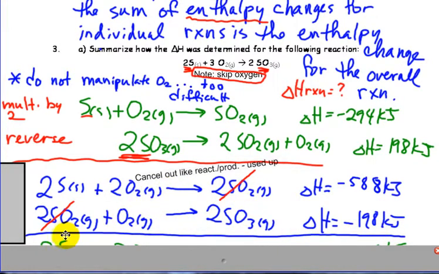And we can see here we can cancel some things out. If we treat this as 2 mini reactions in an overall one, 2 SO2s are produced here, then 2 SO2s are used as reactants here.